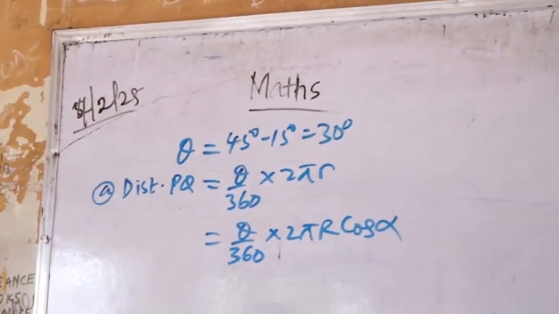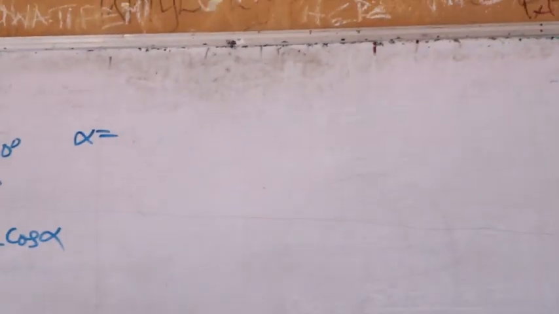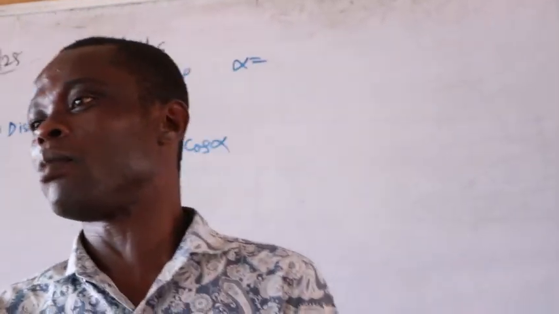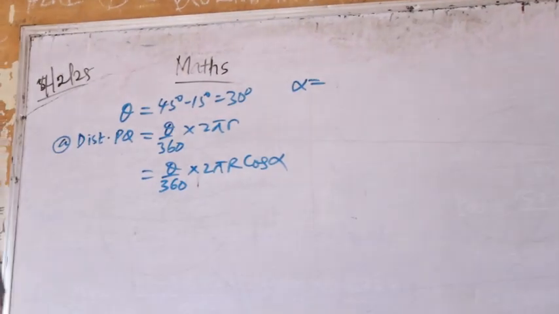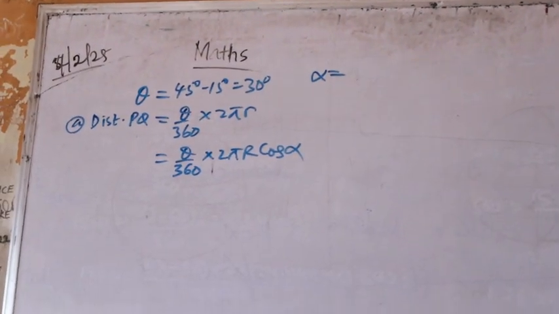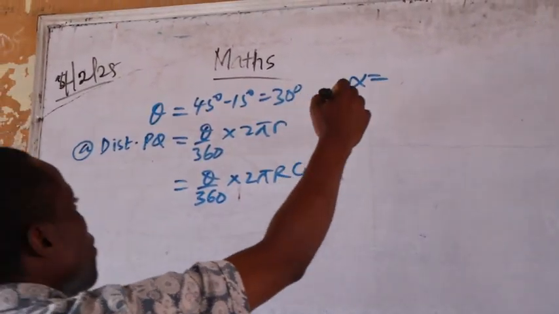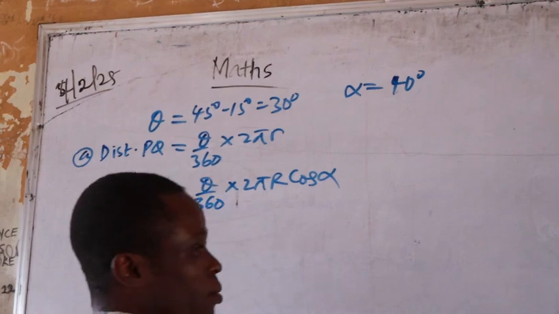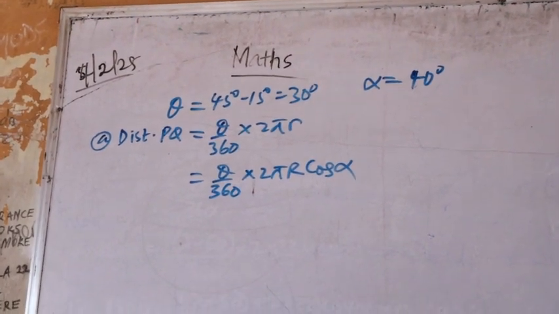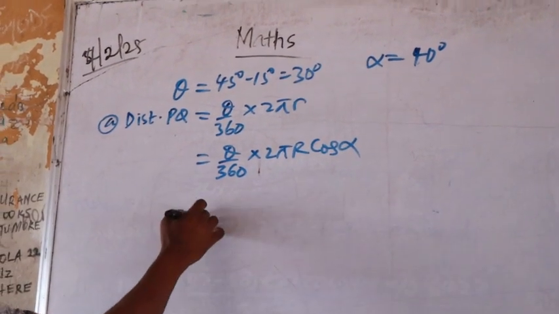So what is alpha? Alpha happens to be the common latitude. Alpha is 40. Good. Clap for her too. 40 degrees. Okay, now you do the substitution.